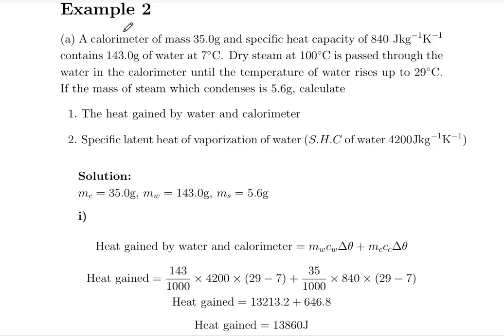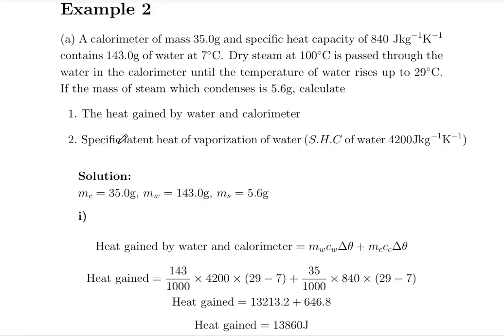So to start with, we have a calorimeter of mass 35 grams and specific heat capacity of 840 joules per kilogram per Kelvin, containing 143 grams of water at 7 degrees Celsius, and dry steam at 100 degrees Celsius is passed through the water in the calorimeter until the temperature of water rises to 29 degrees Celsius. If the mass of the steam that condenses is 5.6 grams, we are required to calculate the heat gained by the calorimeter.